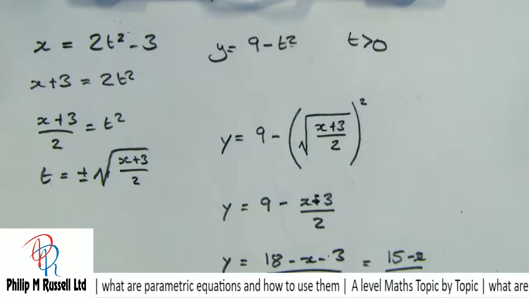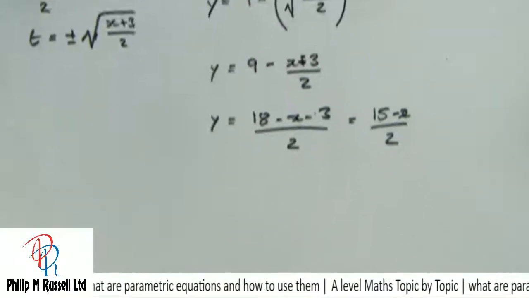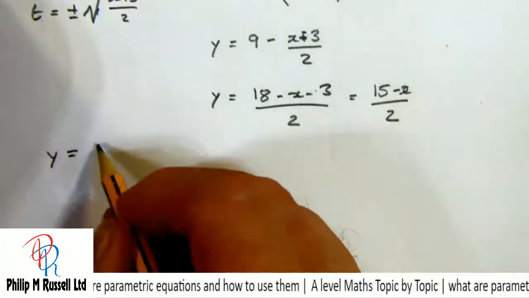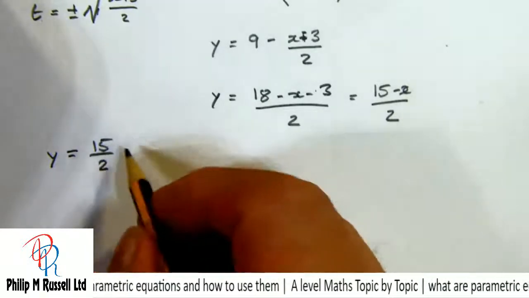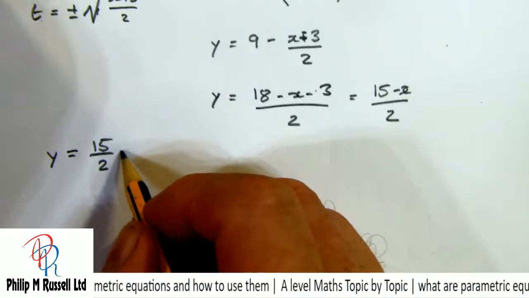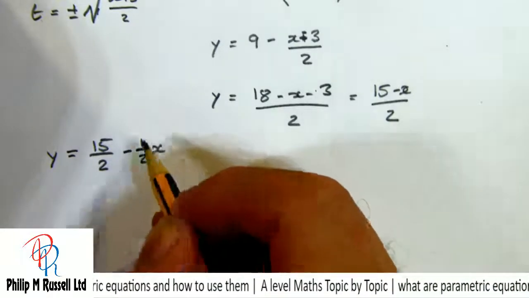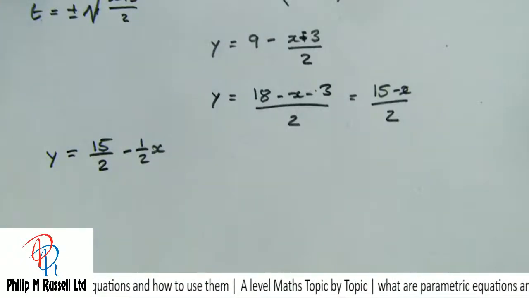So my equation, I'd probably write that out a little bit better and say the Cartesian equation is going to be y equals 15 over 2, I could put 7.5 if I preferred, minus a half x. And there's my Cartesian equation.